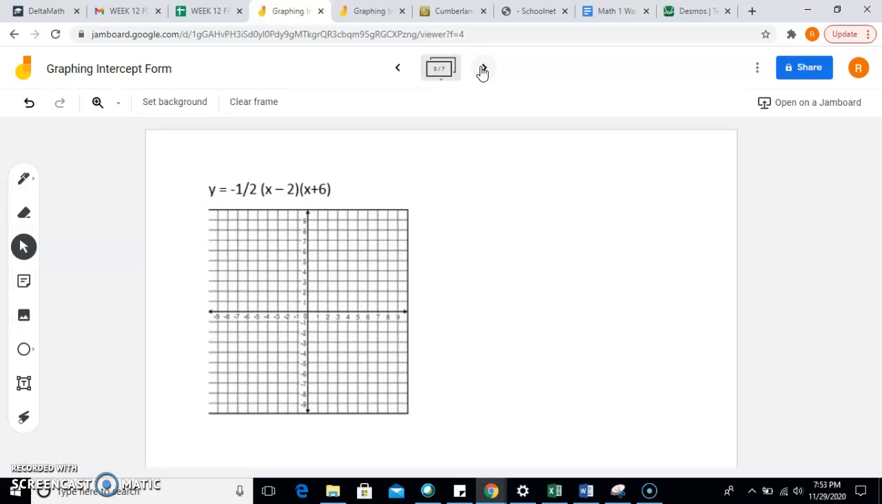So let's look at the second one. Once again, there's my a value, which is -1/2. So it's going to open down. And if it opens down, that means we have a max. I'll start by finding the x-intercepts. So I'm going to take the part that's in parentheses and I'm going to set them each equal to 0.